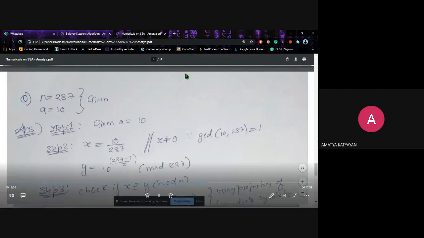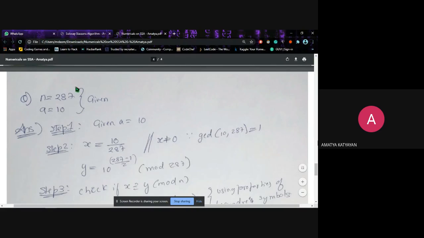Then the final problem that we'll take into consideration is n equal to 287 and a equal to 10. These are the values that are given to us. Now you see a is not 2 anymore. So this problem is a bit trickier since it is not just 2, it's not the basic value.